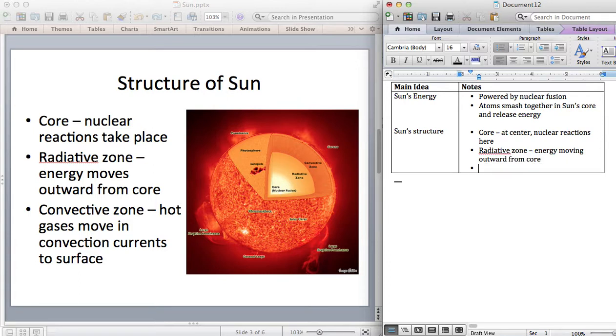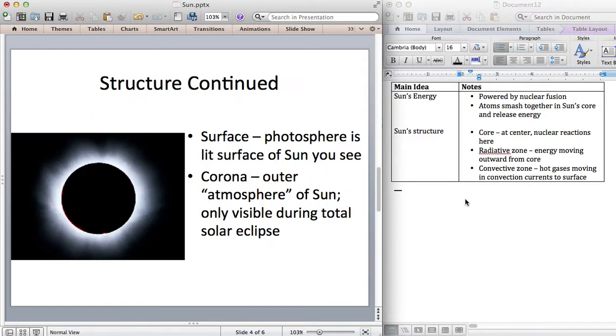And then lastly, we have what we call the convective zone. In the convective zone, we have hot gases moving in what we call convection currents to the surface. We'll talk a little bit more about what convection currents are in class. But you have hot gases here that move up, release their energy, and since they're cooler now, they come back down, and this forms a cycle. We'll see this also happens inside the Earth. So those are the 3 main layers inside of our sun.